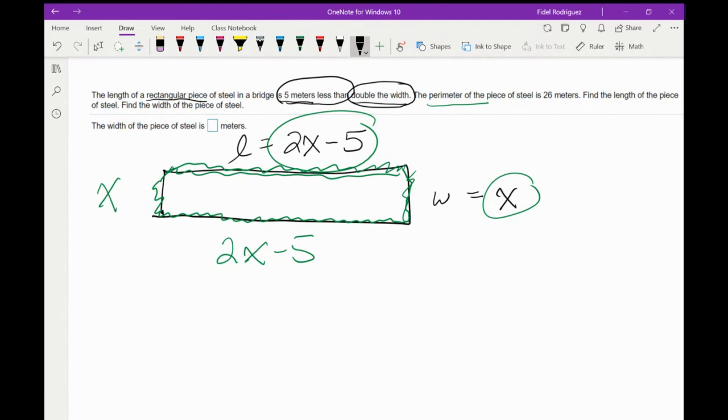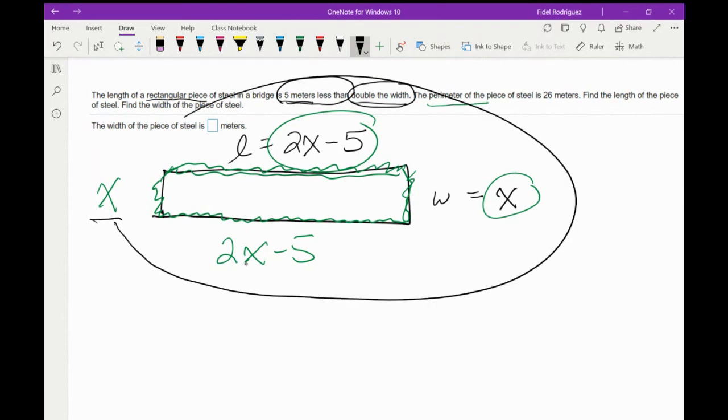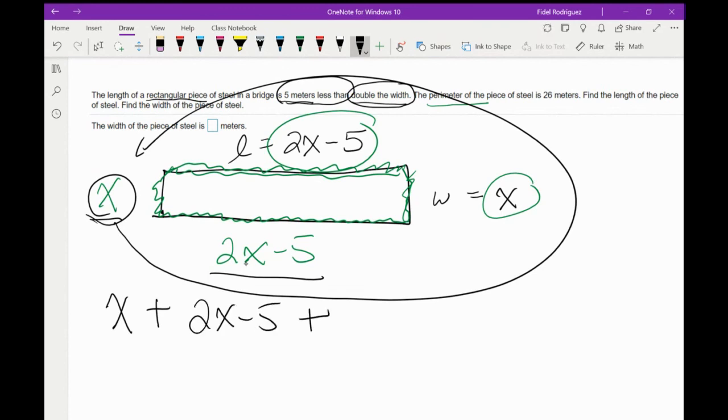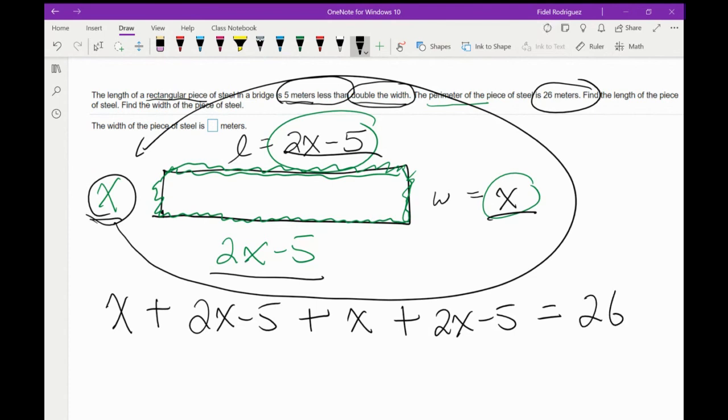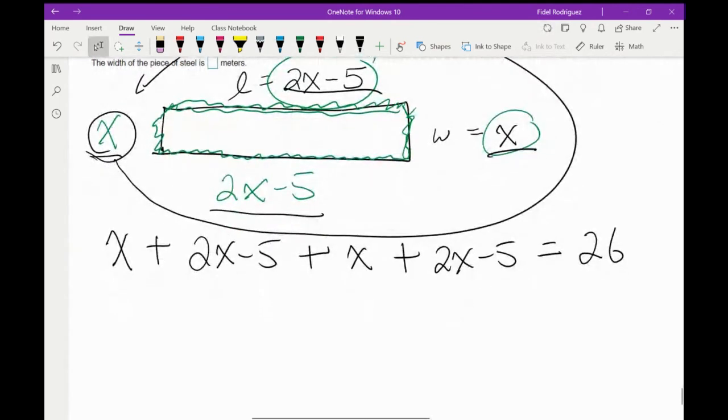So all I'm going to do now is I'm just going to start adding the pieces together. And I'm going to start here, and I'm just going to kind of work my way all the way around, okay? So I'm going to have x from this piece, plus, I'm going to write this one out, 2x minus 5, plus I'm going to add this piece over here, x, plus one more 2x minus 5, excuse me, and that whole thing has to add up to 26, okay?